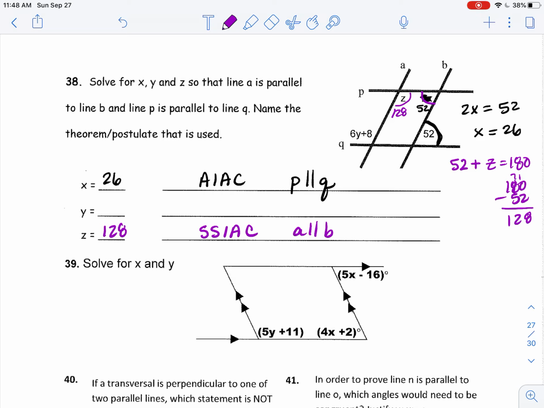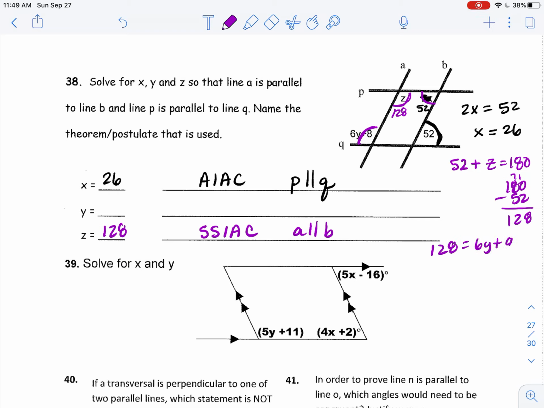All right, last one. So we know that this guy is 128. Okay, so Z and this angle here, those are alternate interior angles. If I wanted to prove that P is parallel to Q, see how they're in those angle groupings? And A would be the transversal. These are alternate interior angles, and alternate interior angles are congruent.